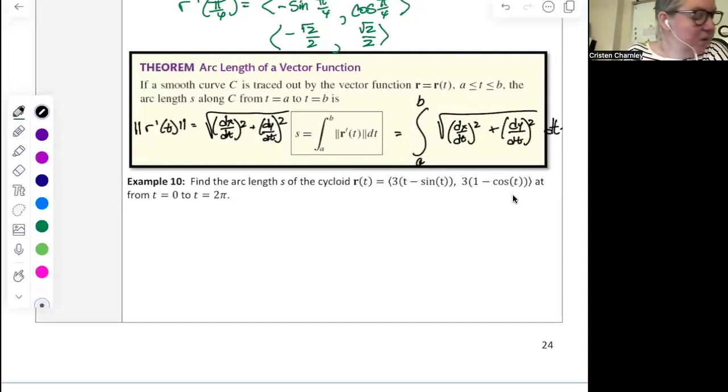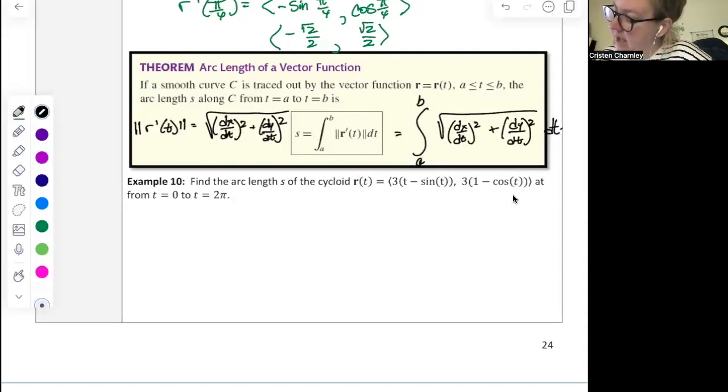All right, good. So example 10, find the arc length of the cycloid, and the equation is given from t equals 0 to t equals 2 pi. Well, it gave us the boundaries, which was really, really nice. I'd say let's find the derivative of this thing.